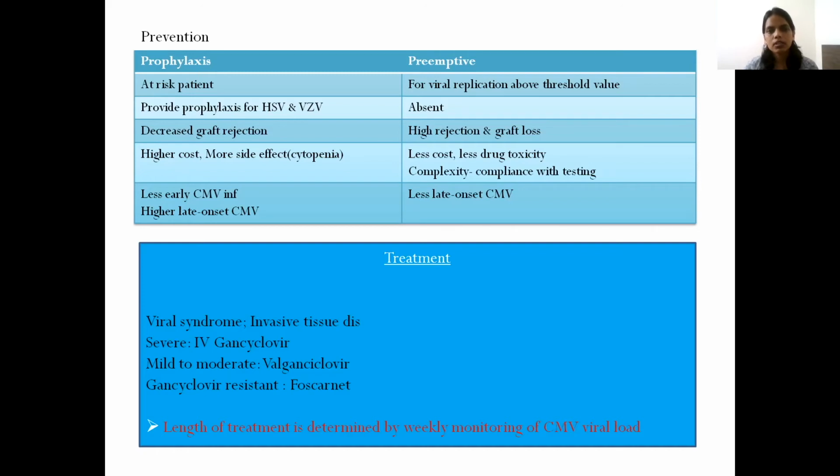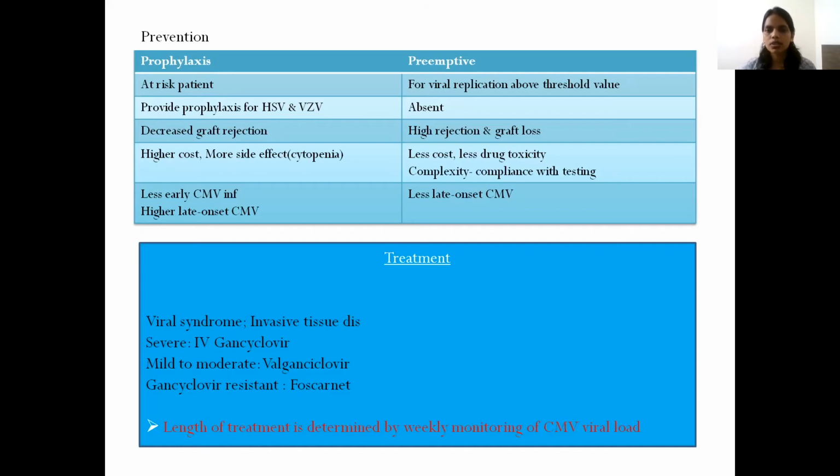Then the other one is preemptive therapy. This is for viral replication above a threshold value. So what happens here? Weekly, the viral load is tested either by PCR or by using the PP65 method, for the initial 12 weeks, and when this reaches a positive threshold value, then the treatment is given.